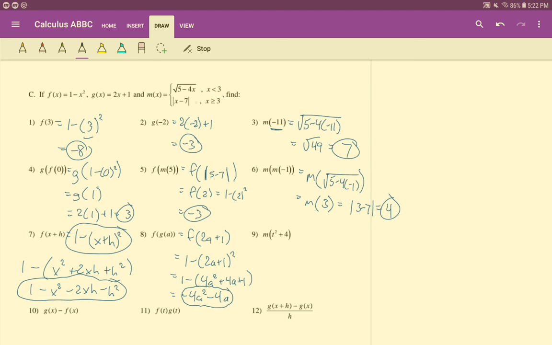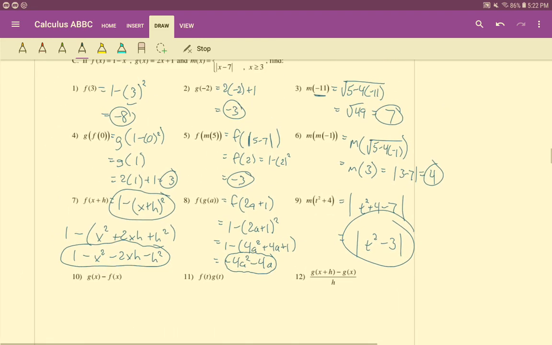So we're only going to plug it into this bottom piece right here. And so we get absolute value t squared minus 4, t squared plus 4 minus 7. And then combine like terms. So you get absolute value t squared minus 3, like so. And we'll leave it like that. We can't simplify any further than that.